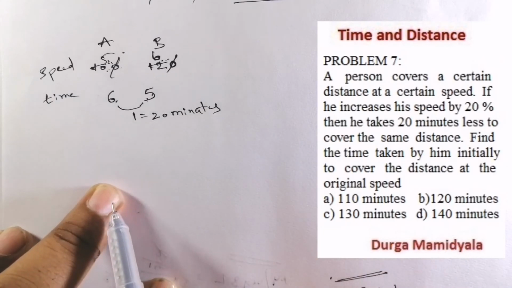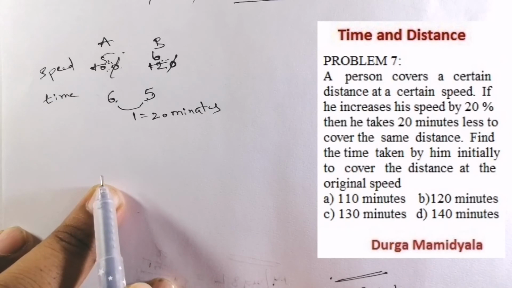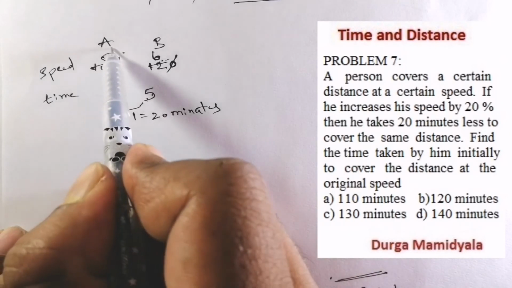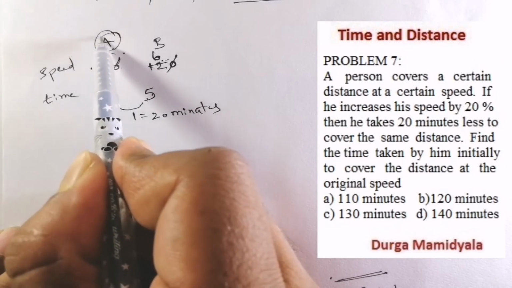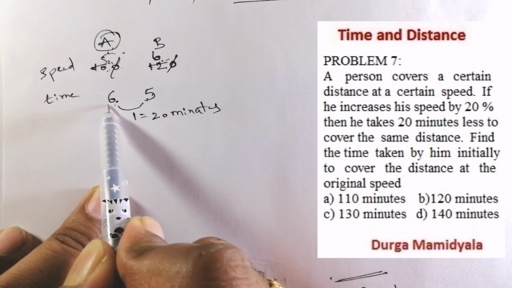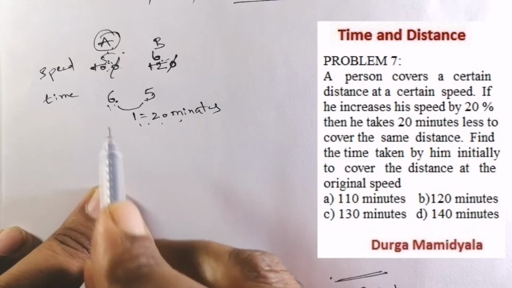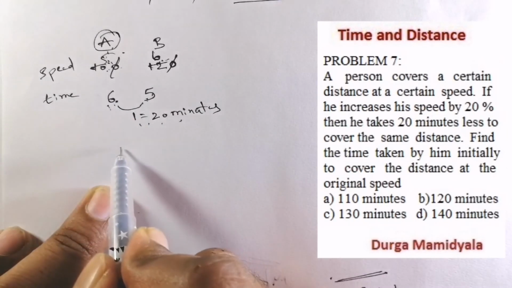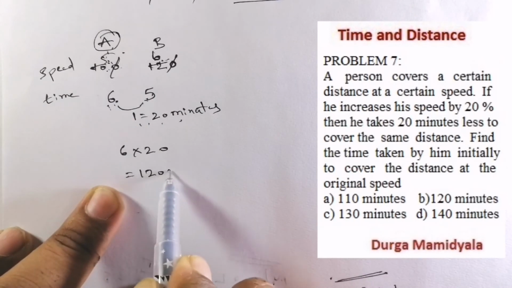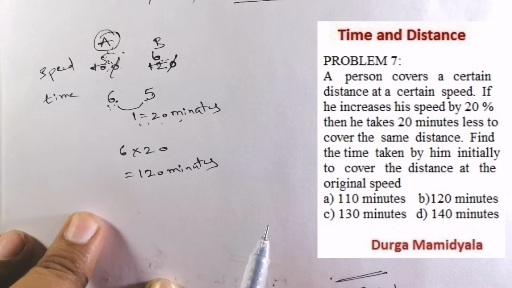So what do we want? Find the time taken by him initially to cover the distance at the original speed. This is his original speed, right? So the time he has taken is 6 units. Now we know 1 unit is equal to 20 minutes. So automatically the time is going to be 6 into 20 minutes, that is 120 minutes. So 120 minutes is our answer, right?